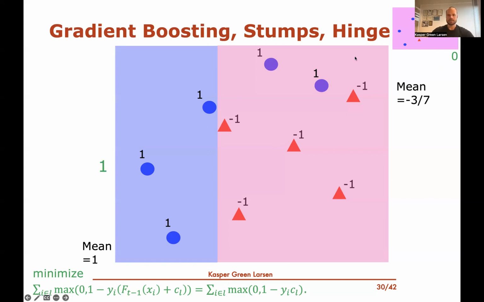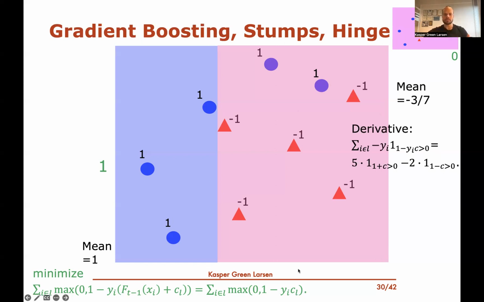And now the interesting thing is when we look at the second leaf here, right? Because if we had just stopped and not replaced the return value in the leaf, we would have returned -3 out of 7 in this leaf. But this is not what we're going to do here. Here we're going to look at all those examples that are in the leaves, and we have to minimize the sum of their contributions to this maximum of 0 and 1 minus the label times the prediction.